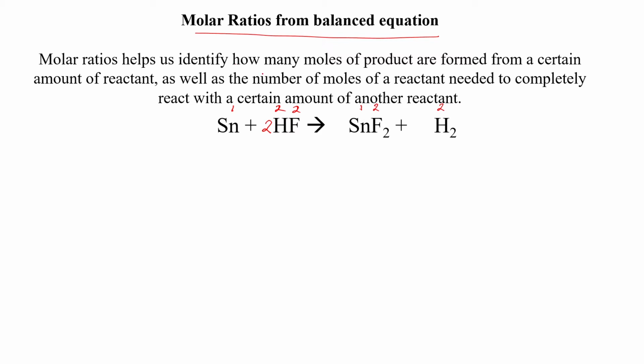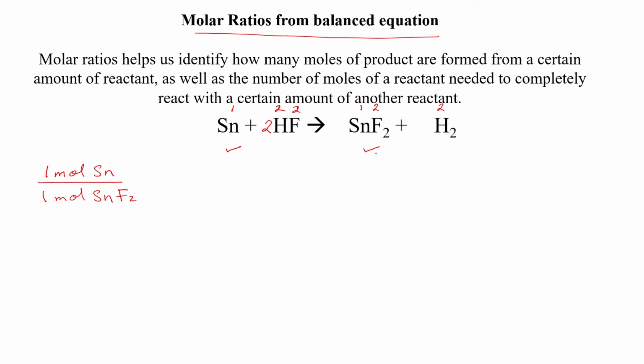Now the molar ratio is to identify how many moles of product are formed from a certain amount of the reactant. So for that, let's make a molar ratio between this product, which is tin II fluoride, and tin, and see what ratio we have. If I make it with tin, I have 1 mole of tin from the balanced equation. This one I took from the coefficient. So 1 mole of tin will produce 1 mole of tin II fluoride.